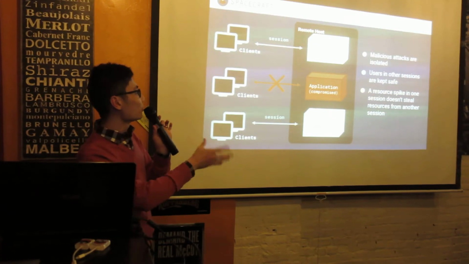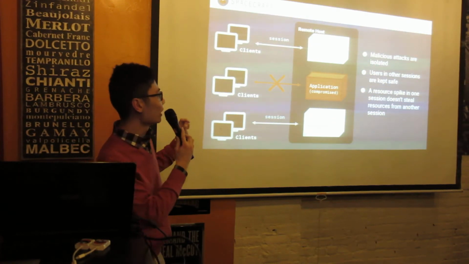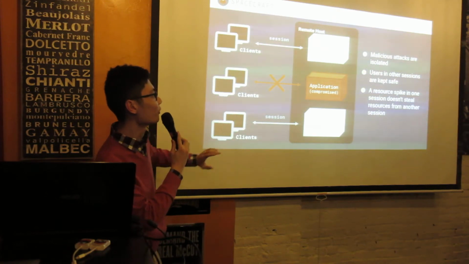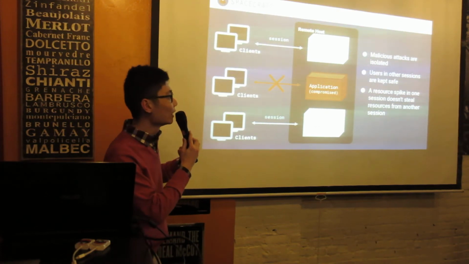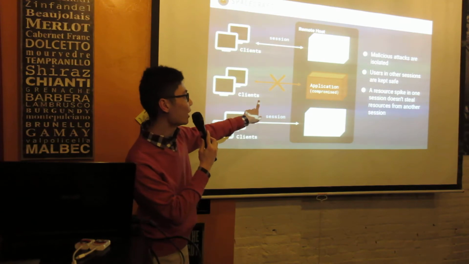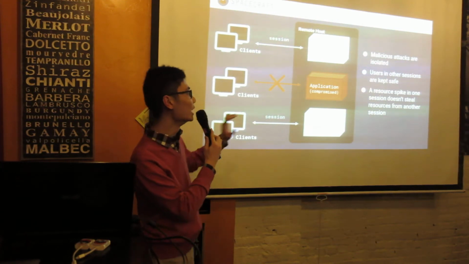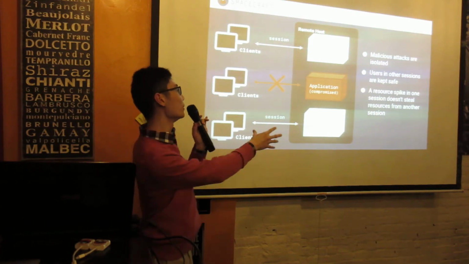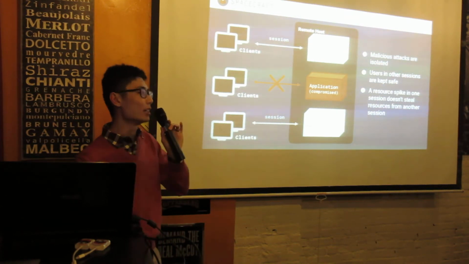To illustrate how this works, if one application instance is compromised, we still have other instances unaffected. And if one application instance has a resource spike, we limit that spike. Let's say 50 megabytes, and only 50 megabytes can be allocated to the application at max.